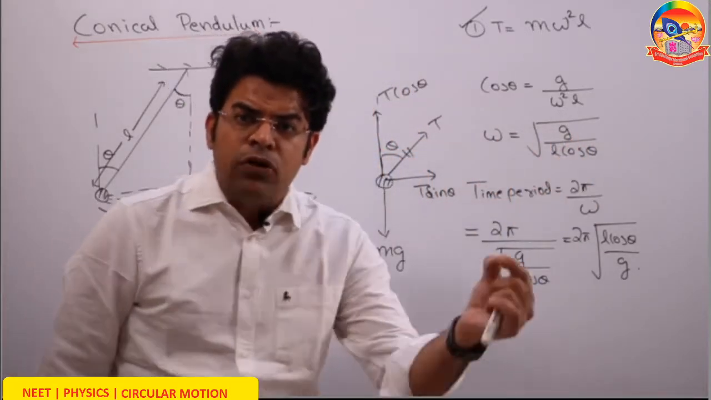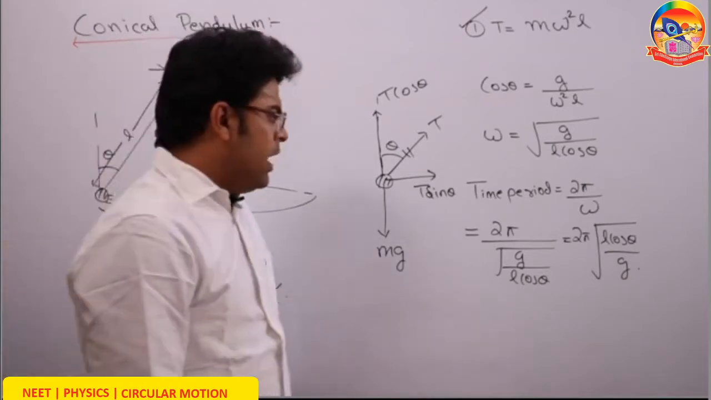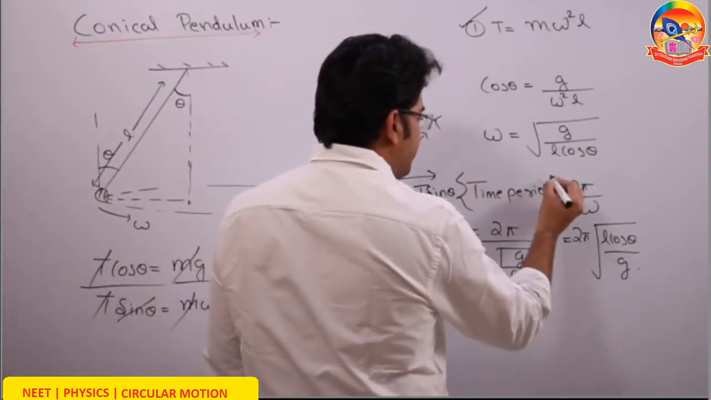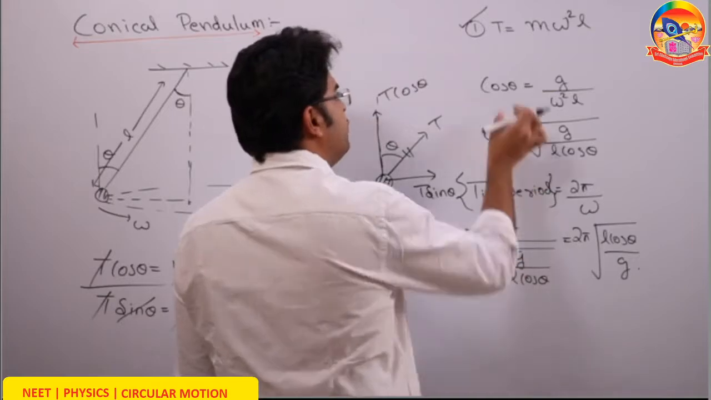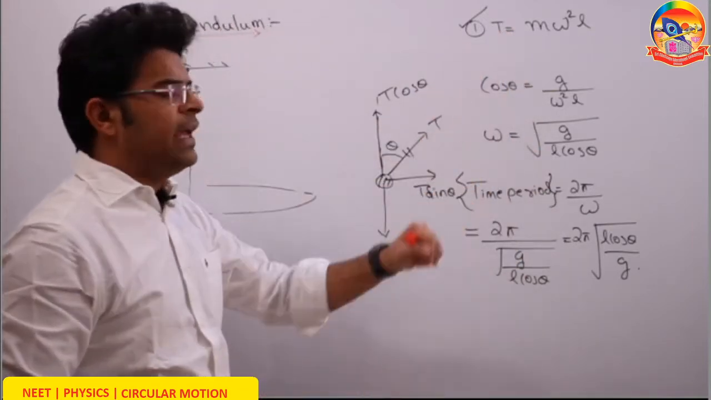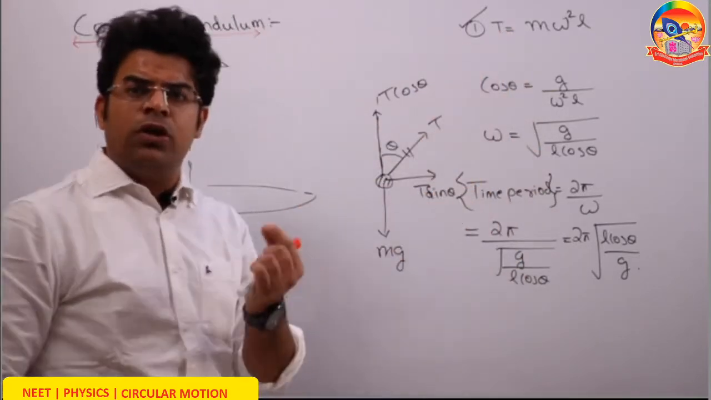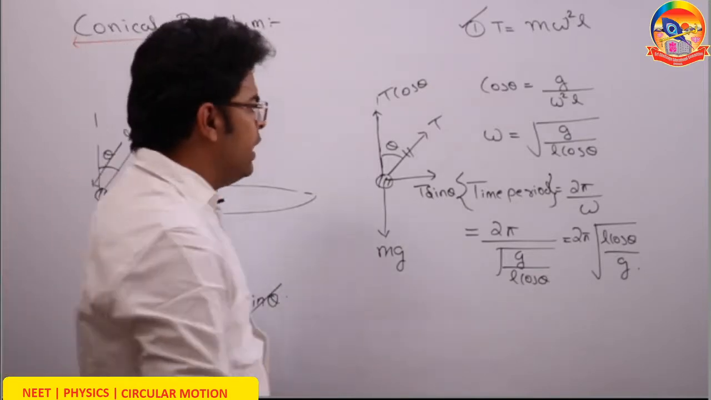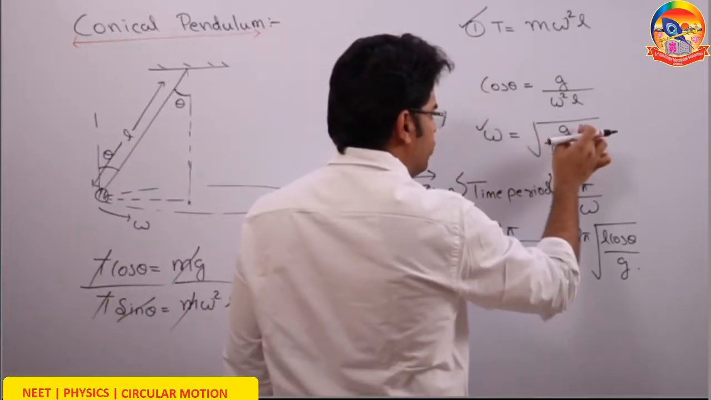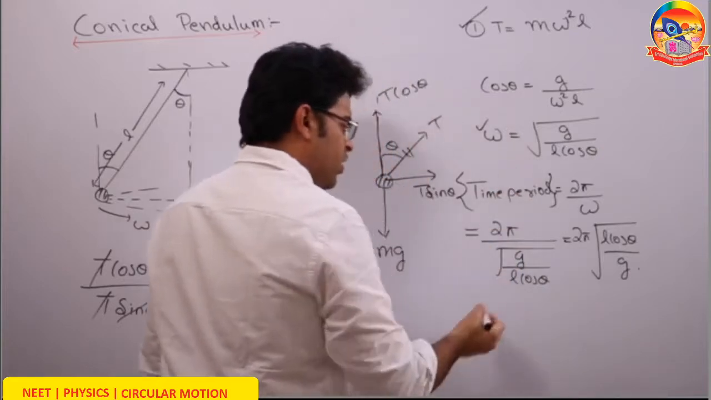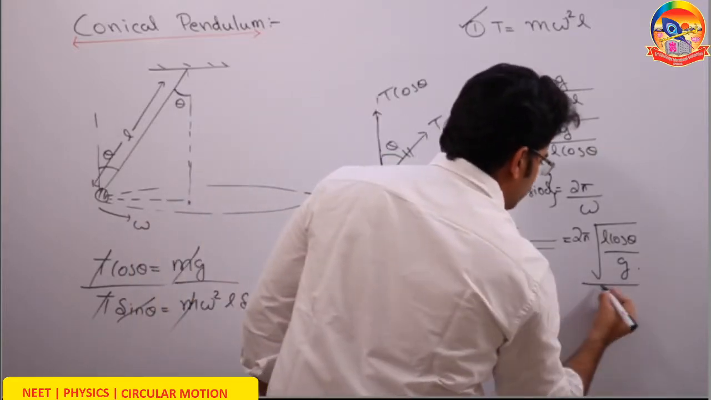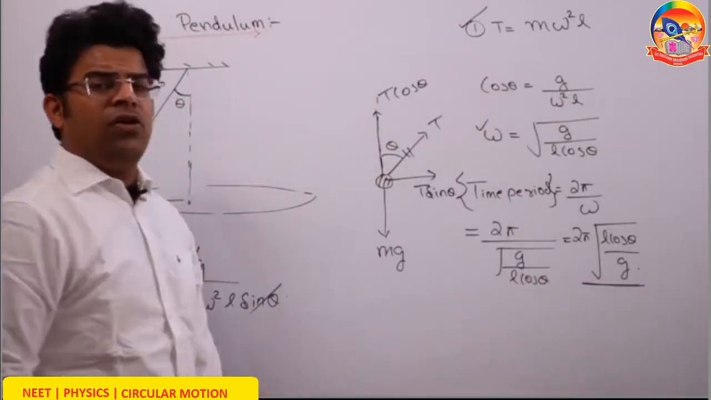Now if I know the angular velocity, I can find out the time period. I am writing time period as capital T with a different notation so that you don't get confused with the tension. That is tension, this is time period. Time period of this circular motion has to be 2 pi by omega, and in place of angular velocity omega, I can substitute under root of g by L cos theta. On substituting it, I get the time period as 2 pi under root of L cos theta by g.